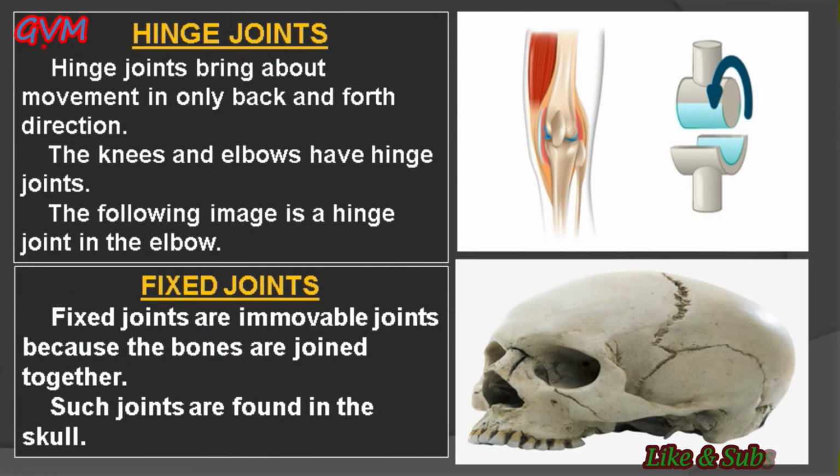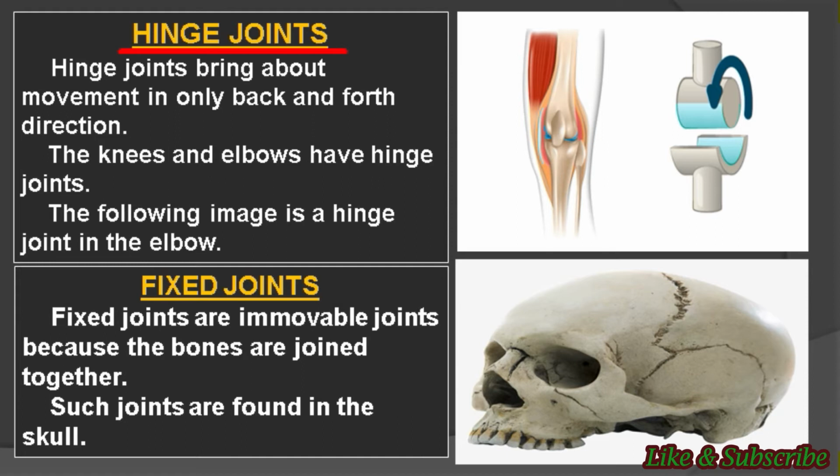Now students, the next type of joint is hinge joint. Students, hinge joints are generally classified into the category of synovial joints. Now students, there is a question: what are synovial joints?